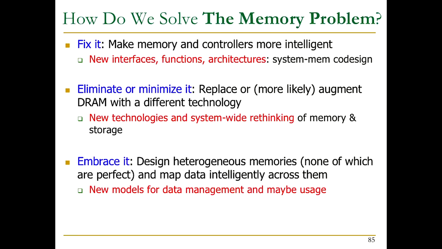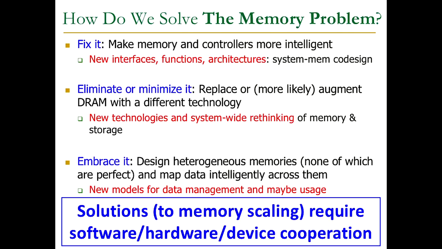So this could lead to new models for data management and maybe usage. I'll give you one example of this. Before I give you the example, if you look at all of these solutions, they require rethinking. They require cooperation across the stack, right? Software, hardware, devices, because the solution is not only at the device level. Clearly, we're having problems with the device level, but not at the architecture level only, not at the technology level, not at the software level. In fact, think about solving the Rowhammer problem only in software. How do you do that? Again, I'll say good luck to you. It's tough, I think. It's maybe possible, I don't know.